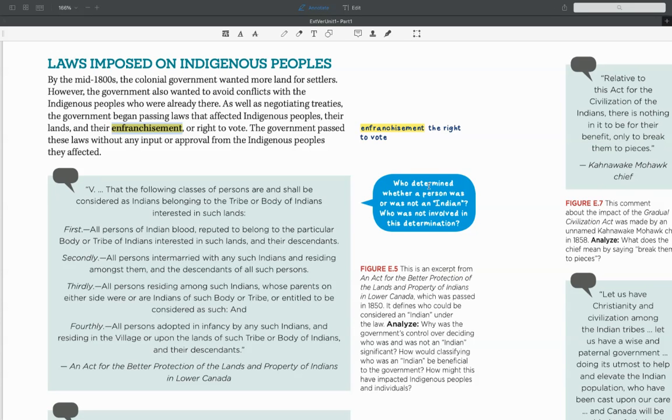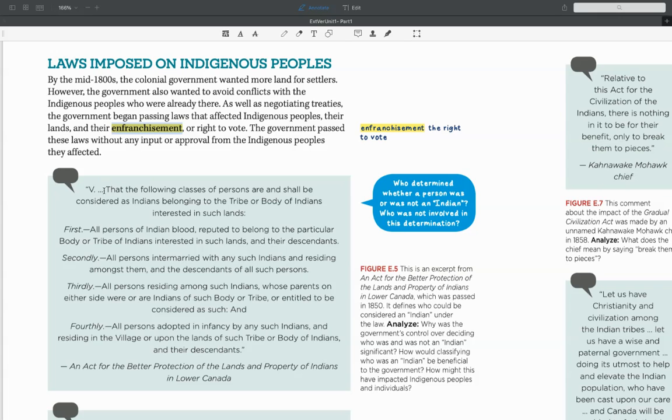So who determined whether a person was or was not an Indian? Who was not involved in this determination? This is an excerpt from an Act for the better protection of the lands and property of Indians in Lower Canada in 1850. It defines who could be considered an Indian under the law.